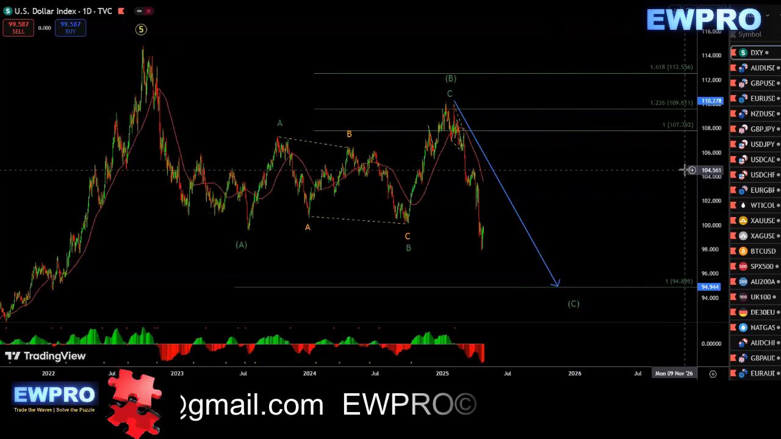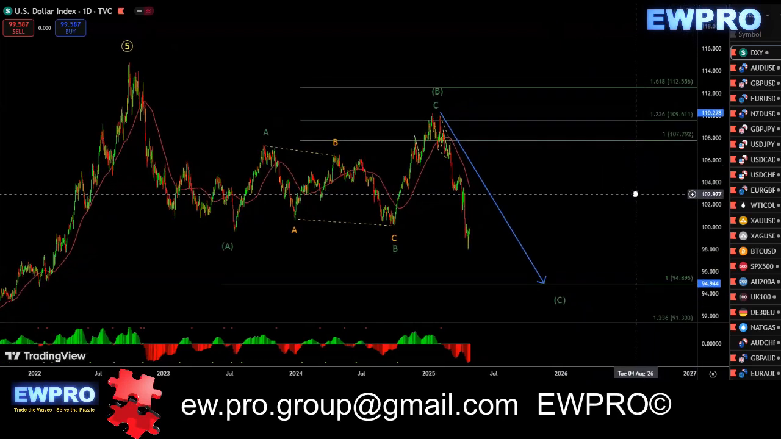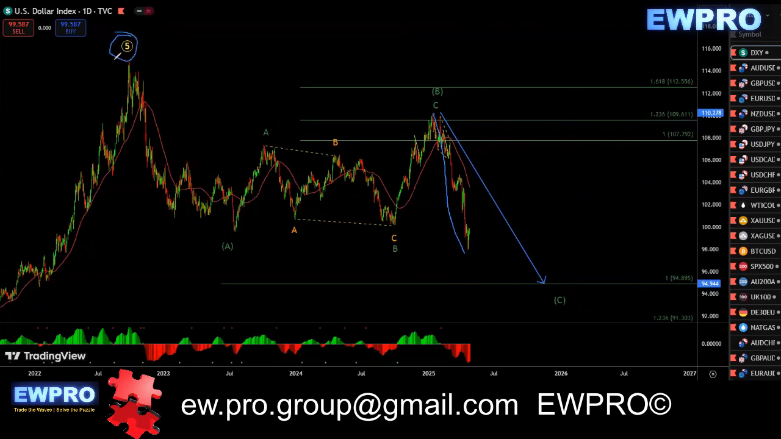Getting straight into the weekly outlook, starting with the DXY on the daily time frame. We've got this C down in here, which we were looking for. So there's a few different scenarios here now. We're at the end of wave 5 on the monthly. So a few things can happen here.